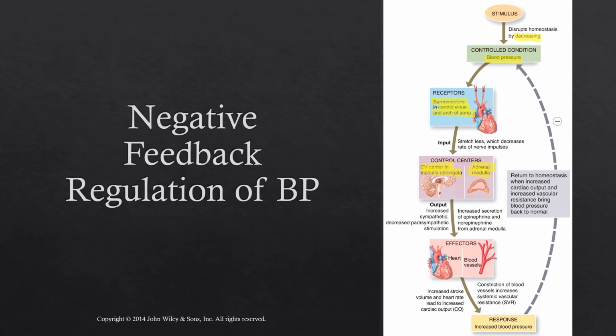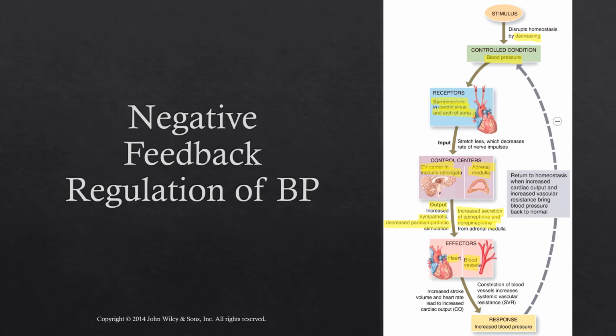And they're going to send impulses to increase the blood pressure by increasing the heart rate and the constriction of blood vessels. So here we have that output from the cardiovascular center to be that increased sympathetic stimulation and decreased parasympathetic stimulation. And the output from the adrenal medulla is going to be increased secretion of epinephrine and norepinephrine.